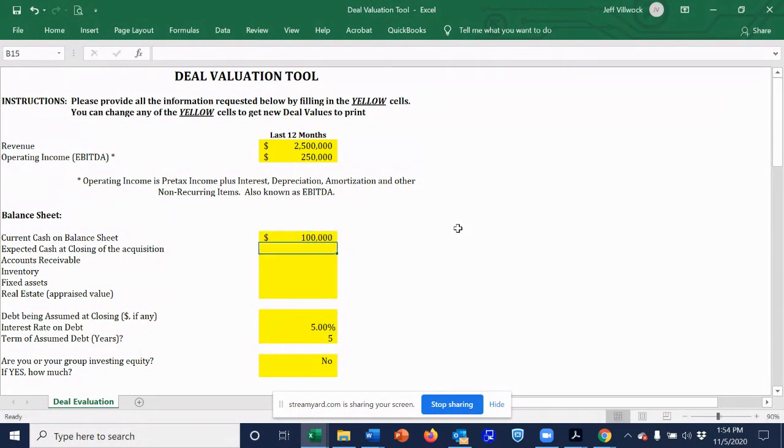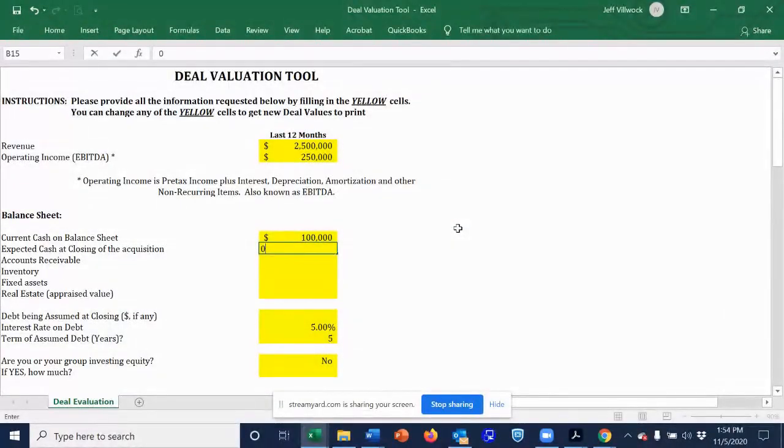Now, some sellers will want to take all of that $100,000 home. They see it as their cash. And so when you buy the business, it has no cash. And that's okay. I'll deal with that in a second. Or in other cases, they'll say, look, I'll leave the cash, just give me credit on the purchase price for the $100,000. Either way, you come out to the same numbers. So I'm going to assume that this seller is going to take all the cash away, and I'll show you how to put it back on.